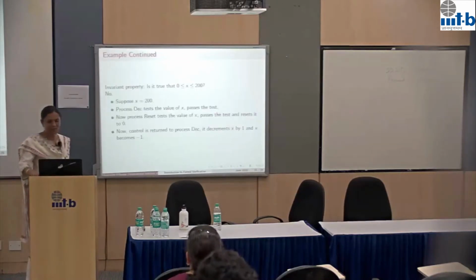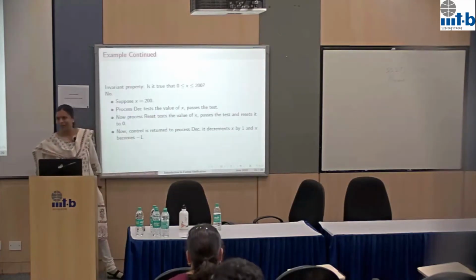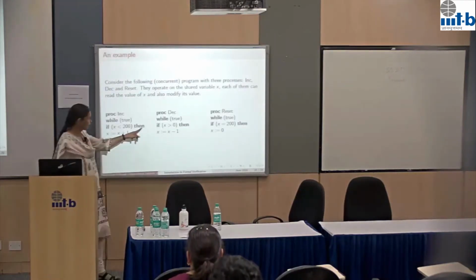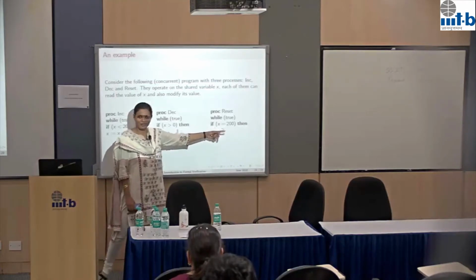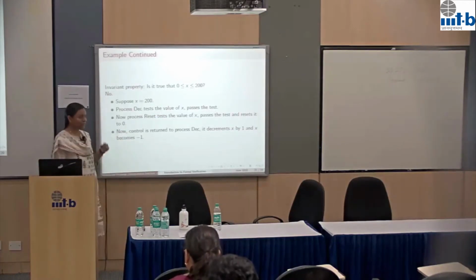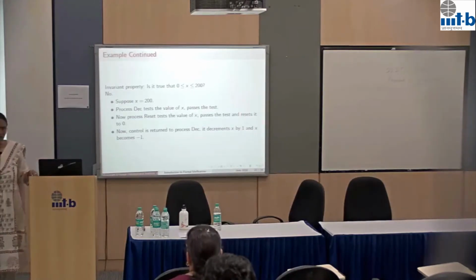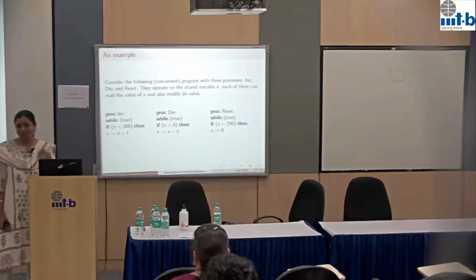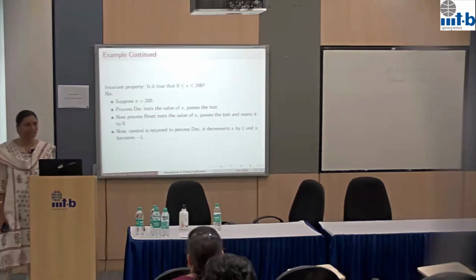So you're able to understand what I'm saying? Suppose x is 200. Process decrement tests the value of x, passes it, right? So before decrement acts, it's happy in some sense that it has passed. But before it could do this, x is a global variable. Reset is also happy that its condition passed, right? So reset tests the value of x, passes the test, resets it to 0. Before decrement could act, reset is fast. It got priority by the scheduler. Something happened, right? So control is returned to process decrement. Decrement still thinks my condition has passed, right? So it will make it minus 1. You're able to understand what I'm saying? This is one such scenario.